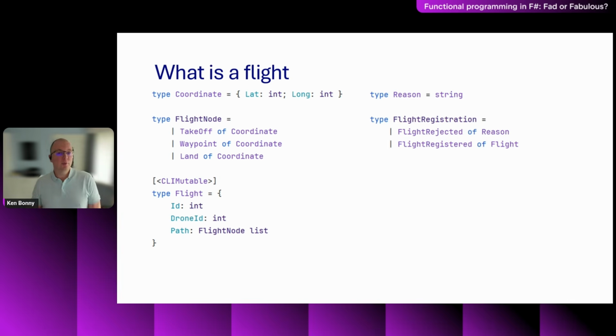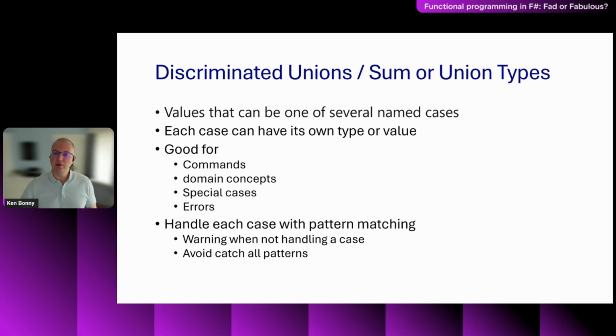Next, we will determine whether a flight is a valid one. So we want to have a flight registration with either a rejection, which can have a reason, or we can have a registered flight, and then we'll get a flight back. And the flight node and the flight registration are what are called discriminated unions. And this is how you write them. And what are their benefits?